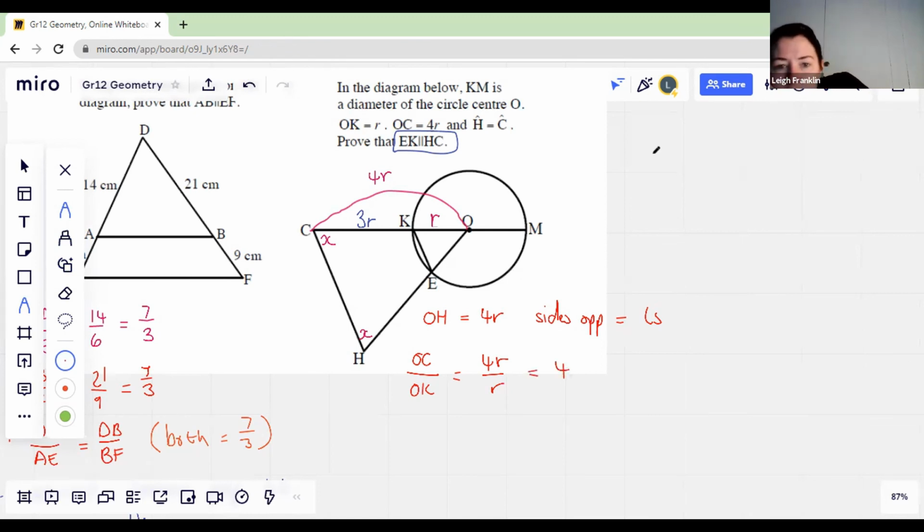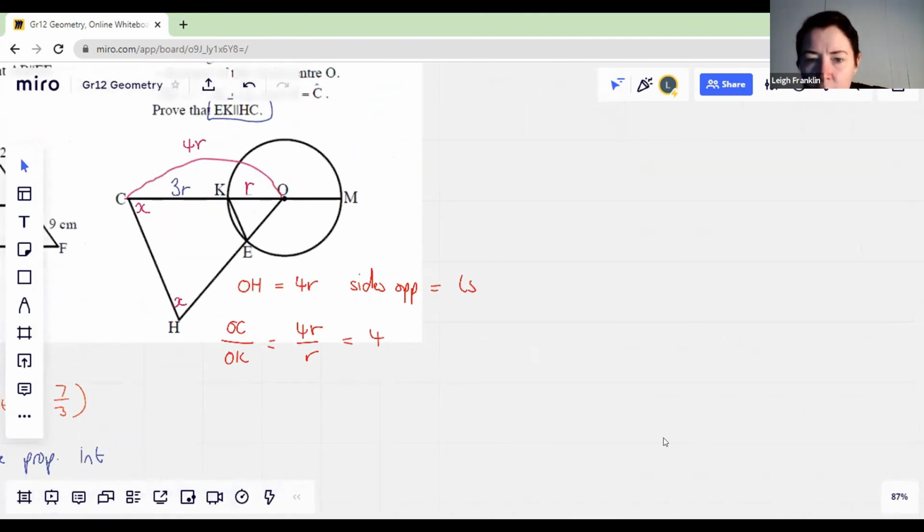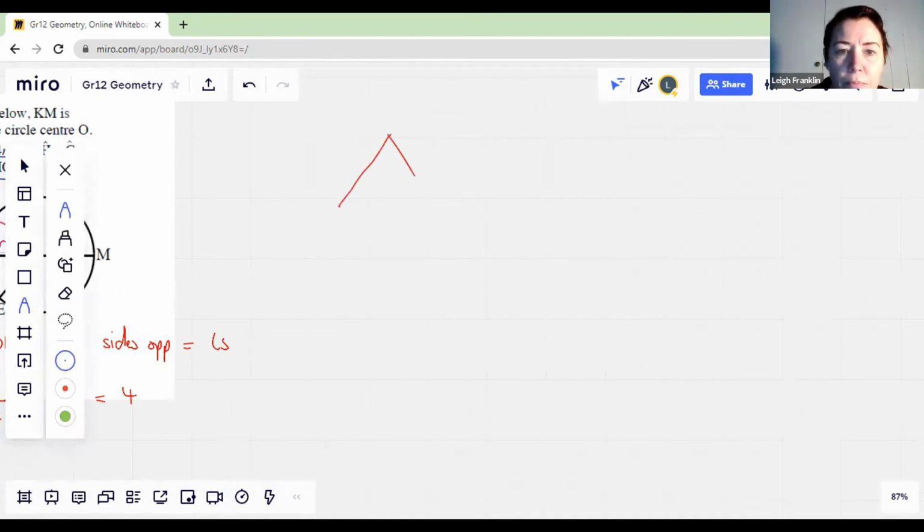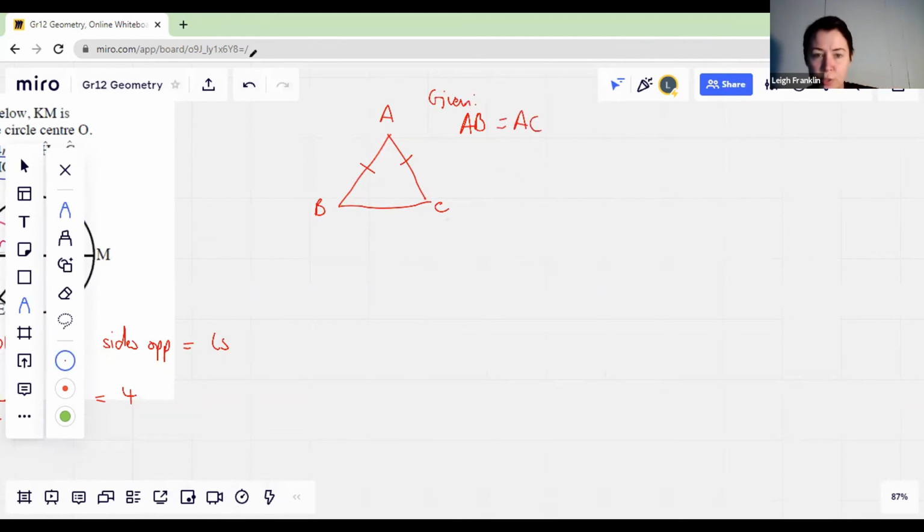Nala, ma'am, please explain OH again. Okay, I will. Sorry, guys, just give me one second. All right. So, Nala, when we are working in an isosceles triangle, one of two things can happen. If they give us AB equals AC, we deduce that angle B equals angle C because they are angles opposite equal sides. That's not what happened here.